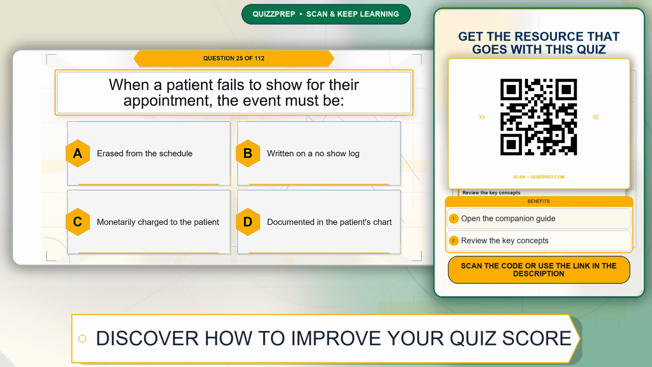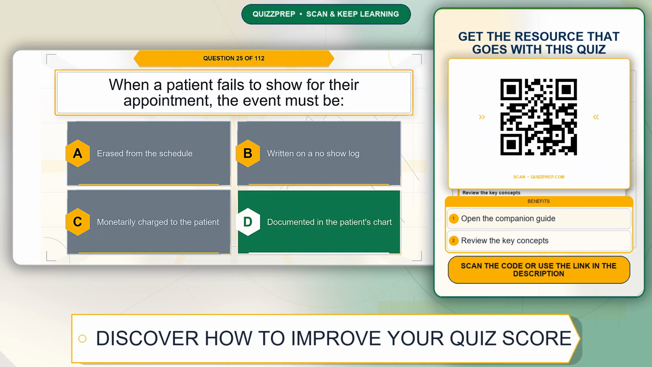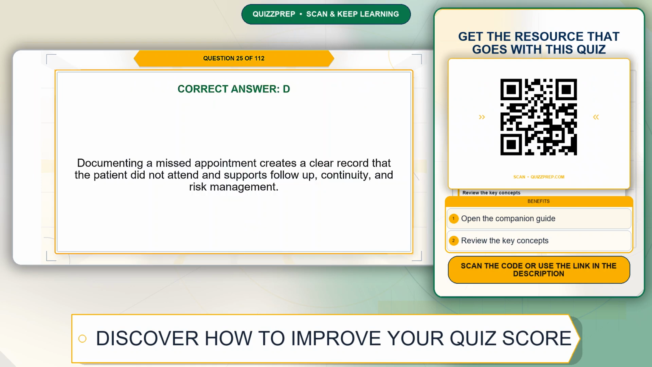Question 25. When a patient fails to show for their appointment, the event must be option A, erased from the schedule. Option B, written on a no-show log. Option C, monetarily charged to the patient. Option D, documented in the patient's chart. The correct answer is option D, documented in the patient's chart. Explanation. Documenting a missed appointment creates a clear record that the patient did not attend and supports follow-up, continuity, and risk management.